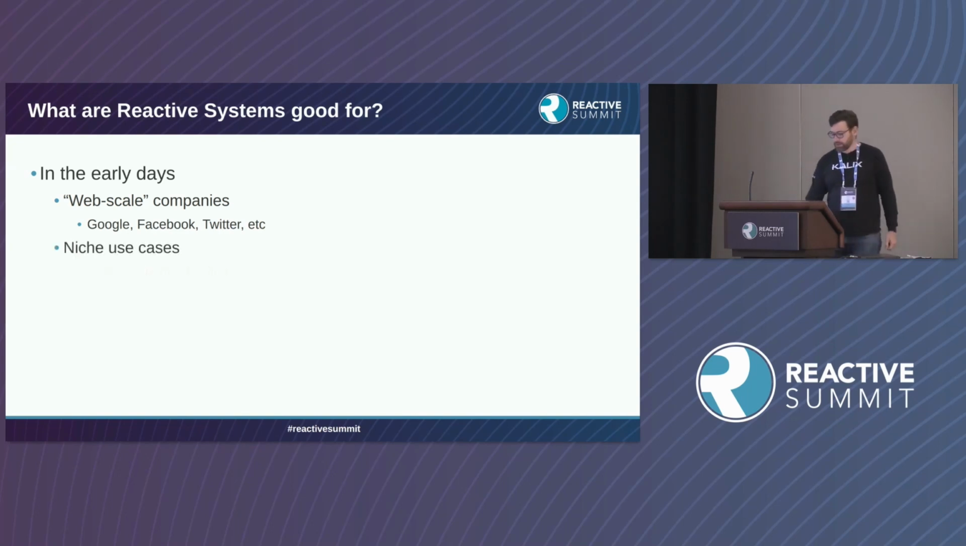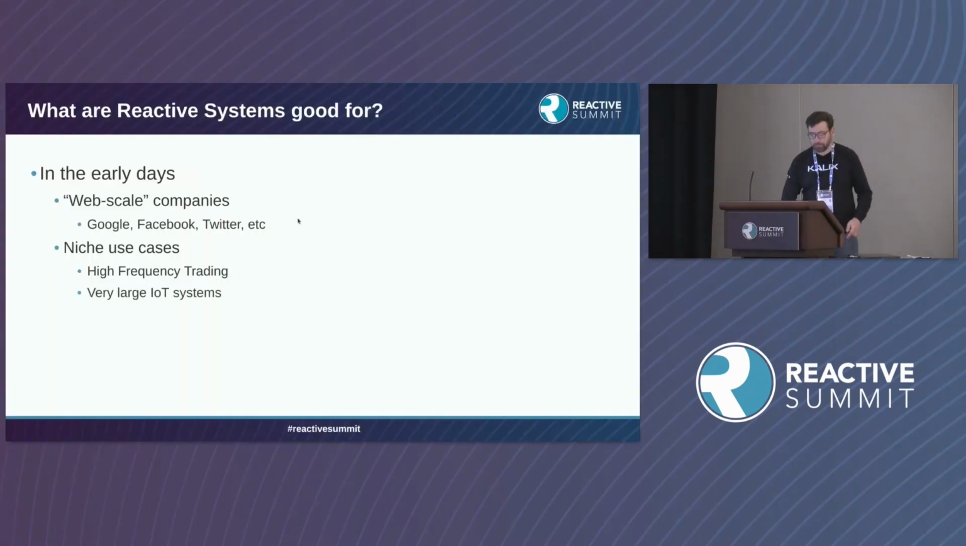And there were also niche use cases, so things like high-frequency trading and, where did my screen just go? And very large IoT systems. At Lightbend we had a customer, the Dutch border control, that had tens of thousands of sensors all around their border that needed to be able to communicate and work independently of each other to be able to control the Dutch border, and they were using Akka to do that.